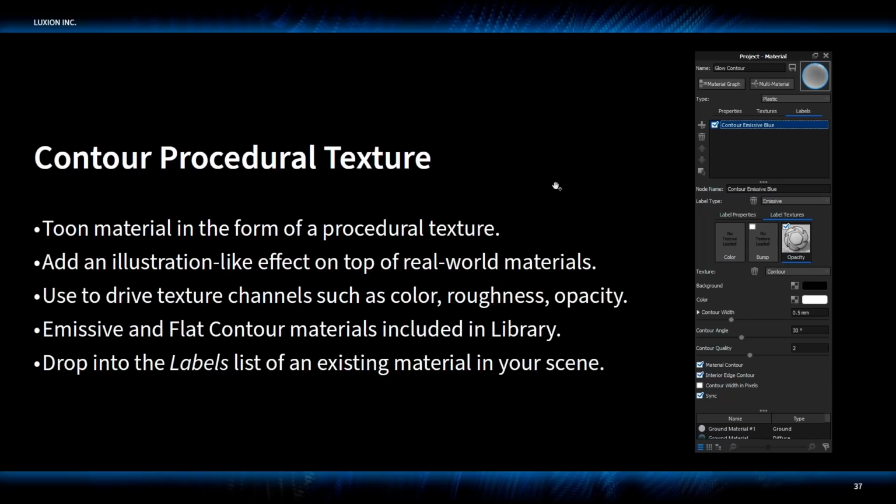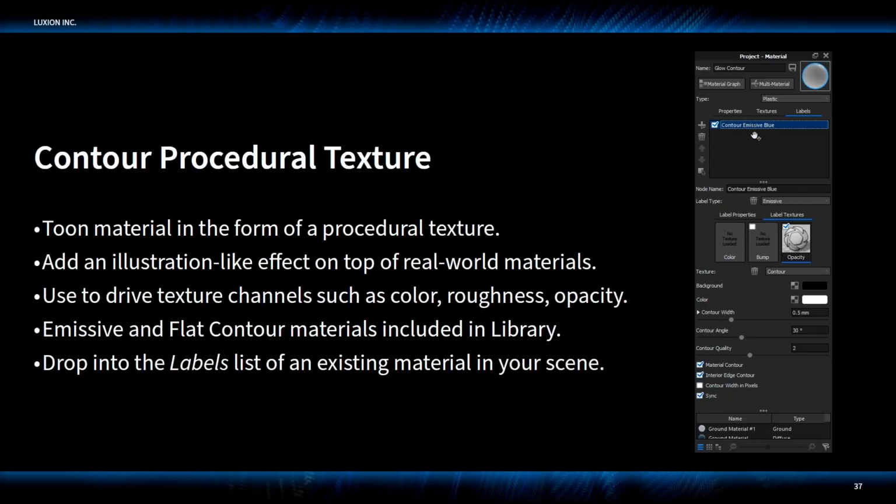Moving on from materials to textures, this is the Contour procedural texture, which is essentially the toon material in the form of a procedural texture, which allows you to add an illustration-like effect on top of real-world materials such as metal or glass. And you can use it to drive texture channels such as color, roughness, and what I've found most useful is opacity, which you can see in the screenshot here.